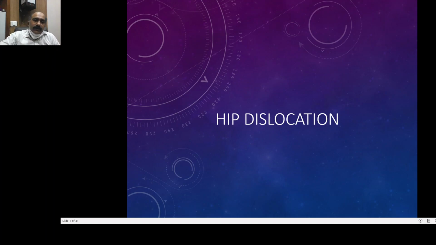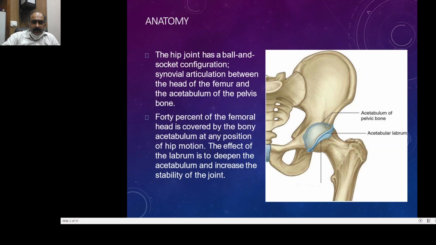Our topic for today is hip dislocation. First of all, we will discuss its anatomy. Hip joint is a ball and socket joint. It's a pretty stable joint.